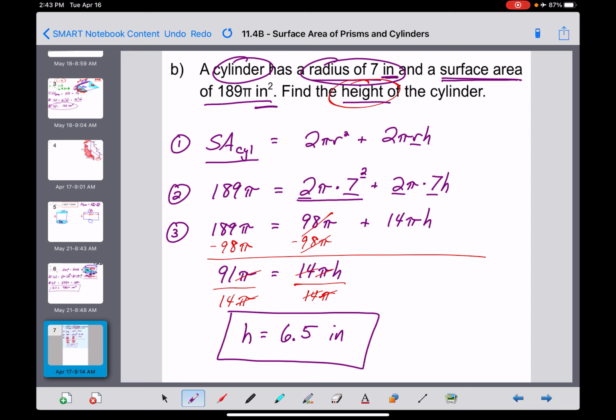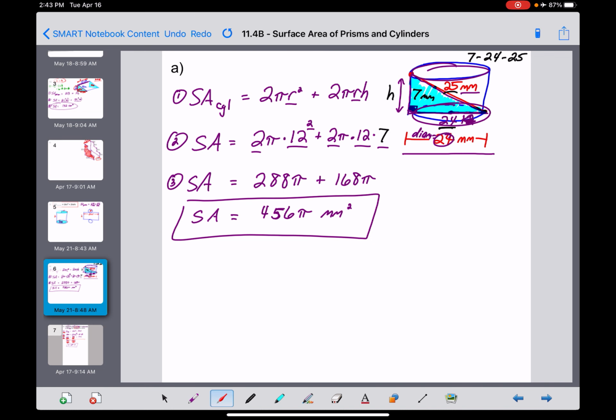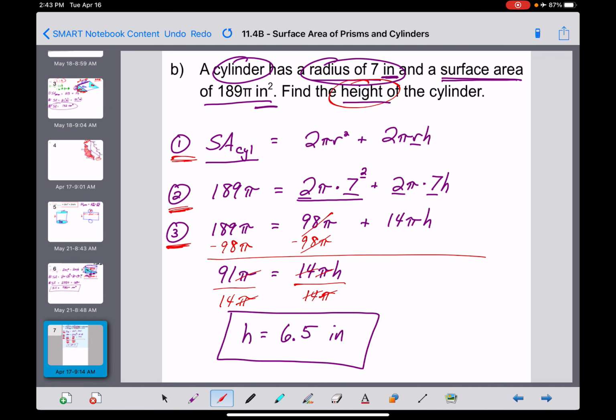Once you get rolling here, these problems really do become pretty formulaic, so I really want you to hit this idea hard, that we write the formula down in step 1, we fill in what we know in step 2, and we solve in step 3. And sometimes you're working forwards to find your surface area, sometimes we're working backwards to find something that's missing, like a height.